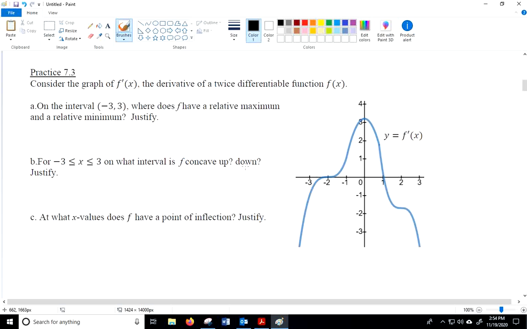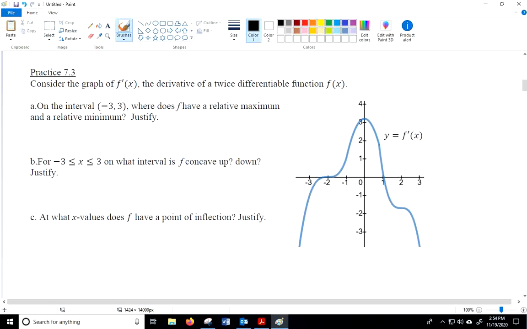So let's do practice 7.3. Consider the graph of f prime of x, the derivative of a twice differentiable function f. Okay, so that's f prime, and we know f is twice differentiable. So pause the video, and let's see here. I think we just have these three questions here, right? Yeah, just these three questions. Give it your best shot.